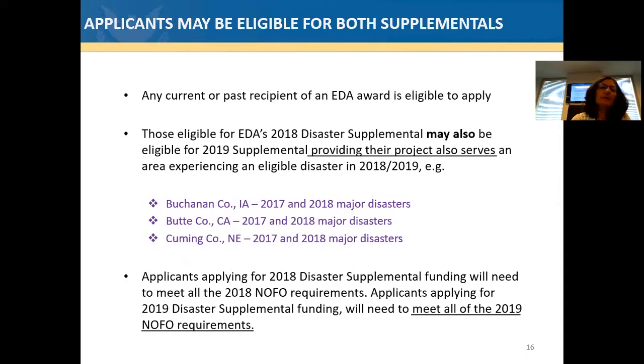So applicants who already are receiving an EDA award are still eligible to apply. One thing to note, however, is those eligible for our 2018 disaster supplemental are not automatically eligible for this pot of money.